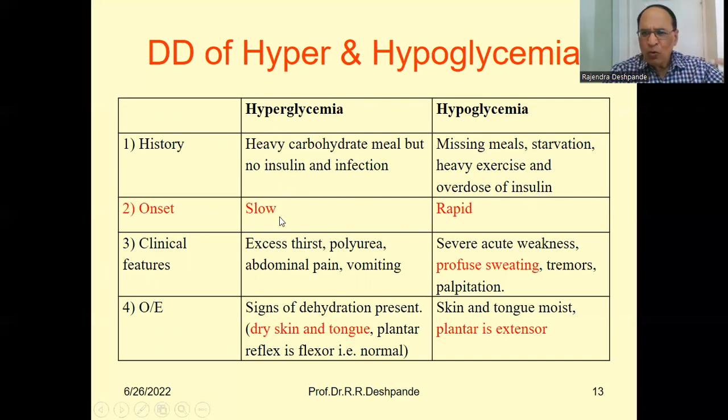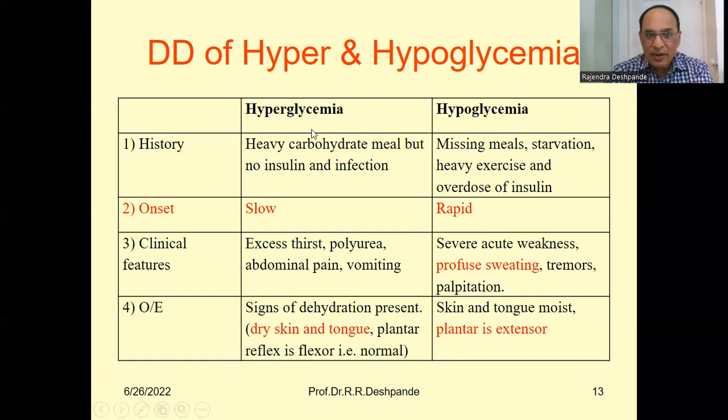Hyperglycemia has slow development, but hypoglycemia is rapid, within half an hour. When the blood sugar drops below 80, 70, 60, the patient is drowsy. Can you see my features? Immediately you will understand. And second, I am giving you clinical features.